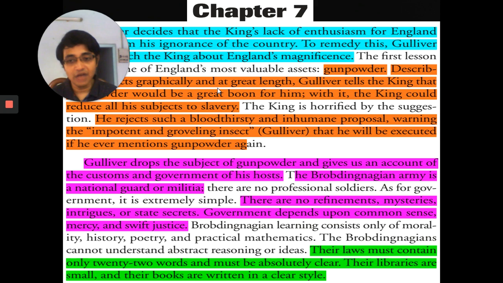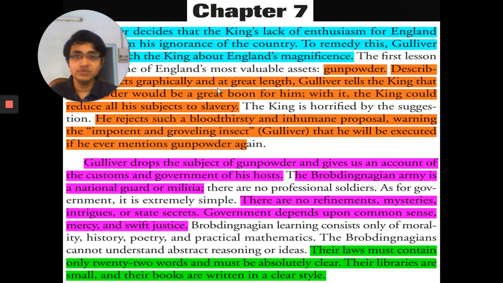As for government, it is extremely simple. There are no refinements, mysteries, intrigues or state secrets. So there is no enigma regarding various forms of military or state decision, no state secret, no kind of confidential matter, nothing; everything is completely transparent and clearly visible like daylight. Government depends upon common sense, mercy and swift justice.